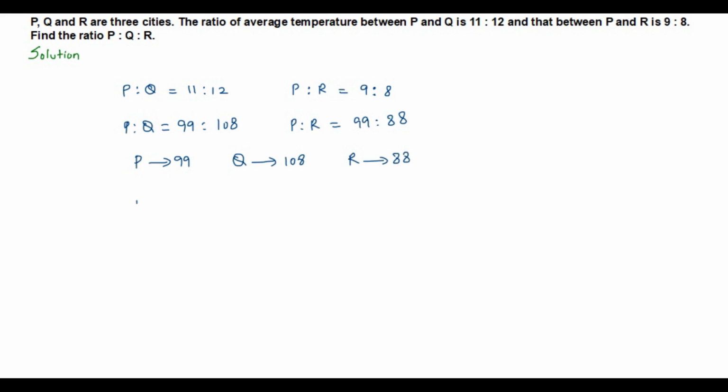Okay, now let's do the ratio P is to Q is to R. That is 99 is to 108 is to 88. So is there any common divisor for all the three terms, 99, 108, 88? No. So this is the simplest form of the ratio P is to Q is to R.